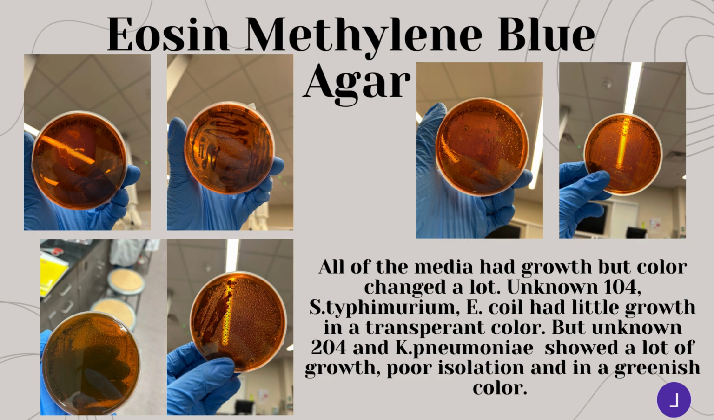But on the other hand, we have unknown 204 and K. pneumoniae, which show a lot of growth, but poor isolation. That could be due to our technique, but in a pinkish color. That tells us that the bacteria are strong lactose fermenters.